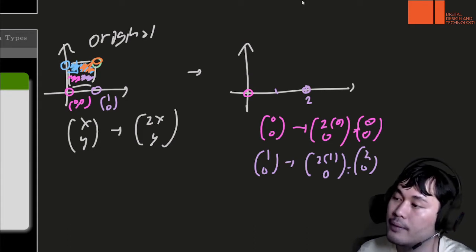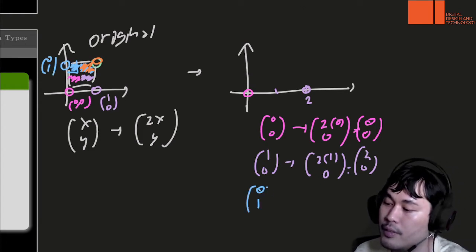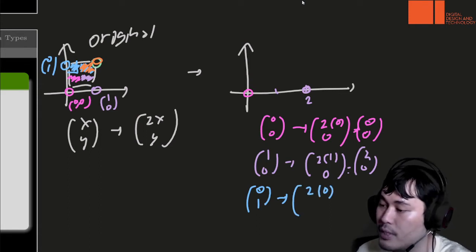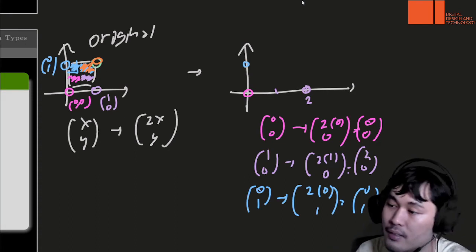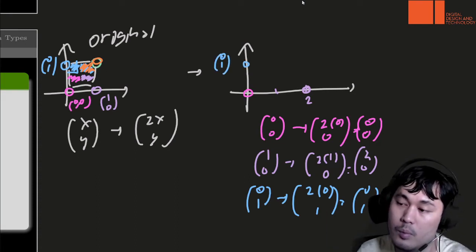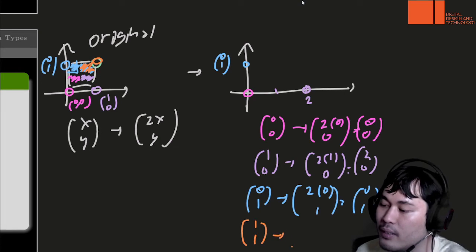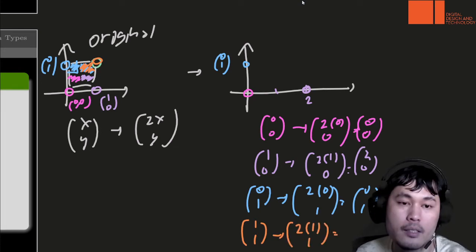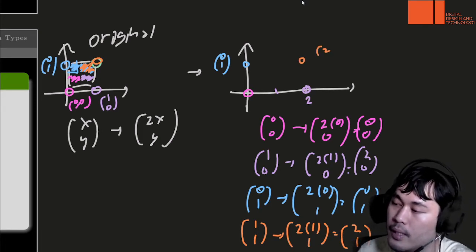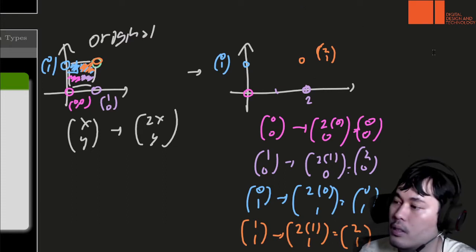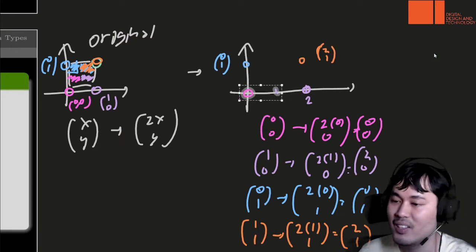Then what about the blue one? This blue point is 0, 1. The x is 0, y is 1. So if we have 0 and 1, then the result is 2 times 0 and 1, which is 0, 1. Again, this blue point is in the same place. It doesn't move. And then lastly, this orange point, 1, 1, gets transformed to the point 2 times 1 and 1, which is 2, 1. So it is this point, the point 2, 1. Based on these 4 points, we can see that the result looks like a scaled version.